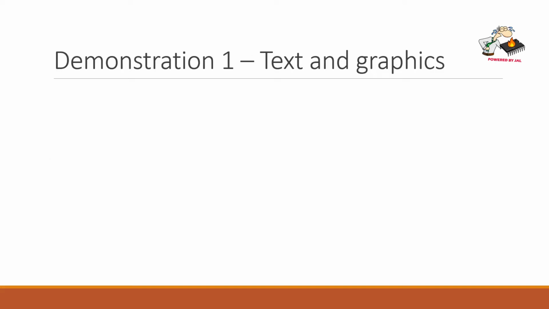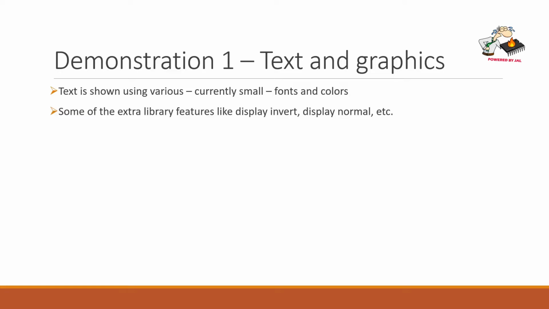Okay, so the first demonstration will show text and graphics. What you will see is that it shows text in various fonts in various colors. Currently the fonts are quite small because we still have to make some bigger fonts for this display in JAL. Some extra features will be demonstrated, like invert display, normal display. Then you can see the filling of the screen with various colors.